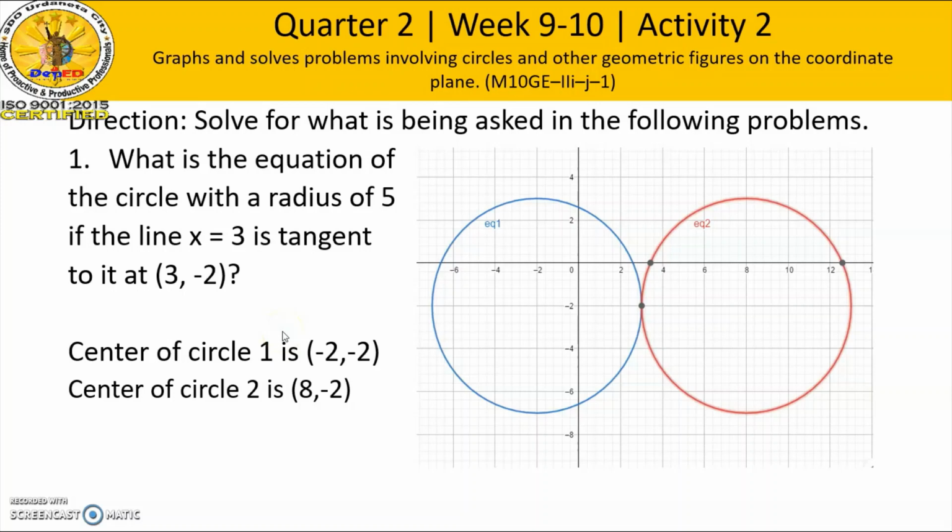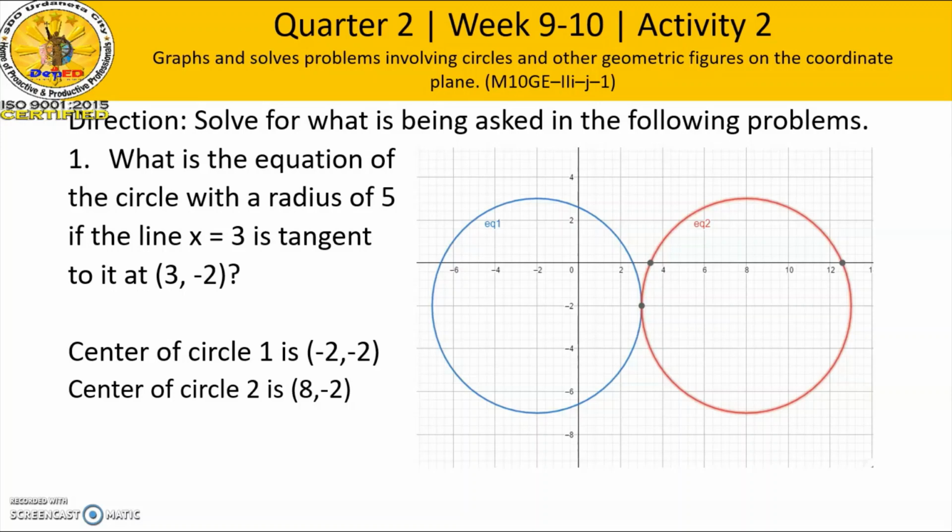Examples on Activity 2. Direction: Solve for what is being asked in the following problems. Number 1. What is the equation of the circle with a radius of 5 if the line x equals 3 is tangent to it at point (3, -2)? So, in here, there are two possible circles.